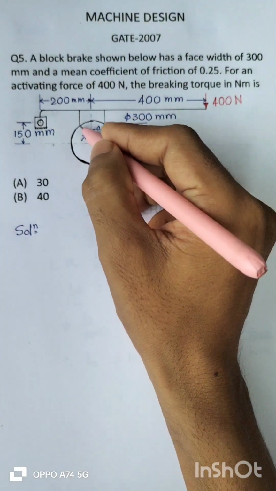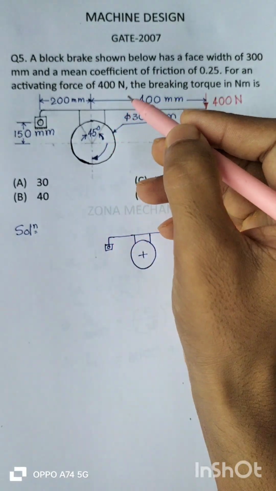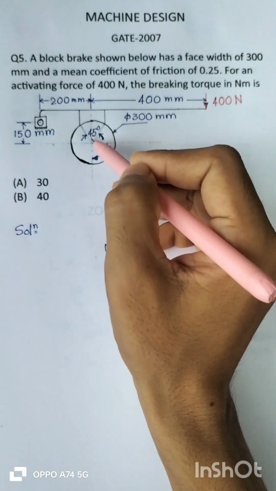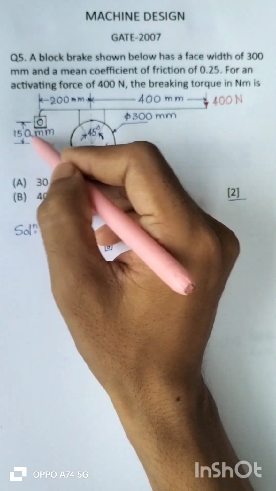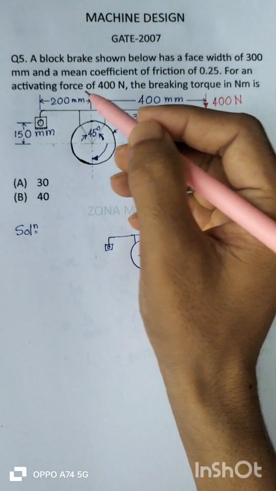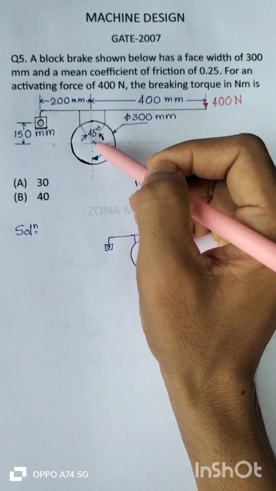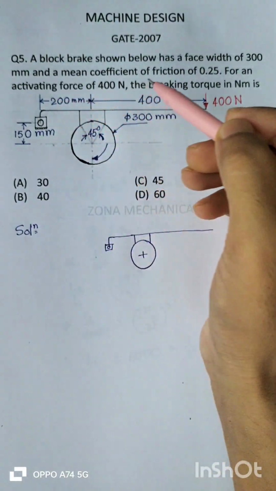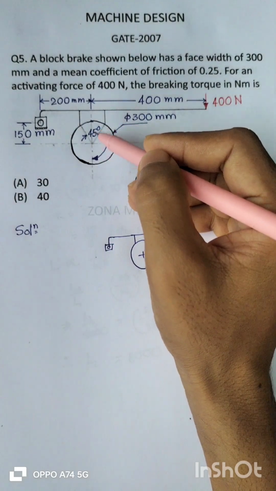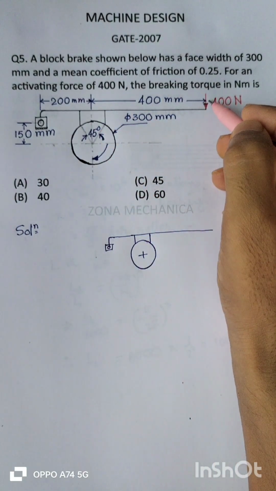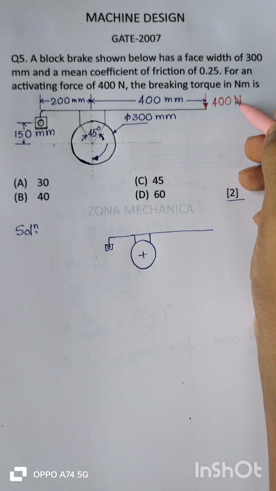The contact angle of the block is 45 degrees, and the distance of the center of the wheel from the fulcrum, this is the fulcrum, is 150 mm, which is equal to the radius. The distance of the fulcrum from the load end is 200 mm, and this is 400 mm from the wheel center to the load end, or the right end of the lever, where the activating force of 400 Newton is acting.